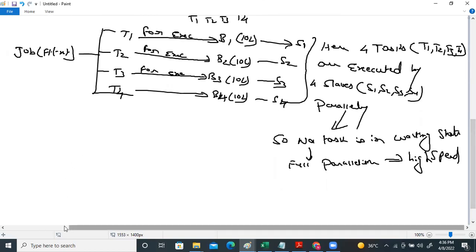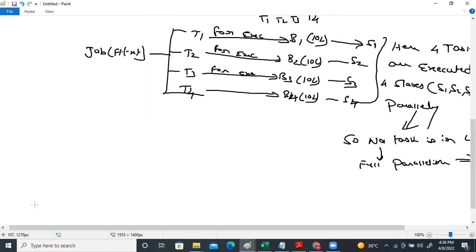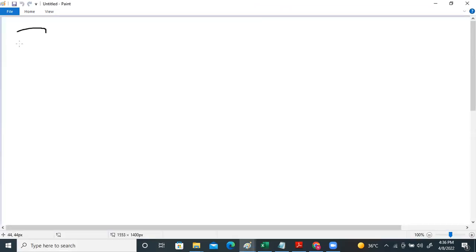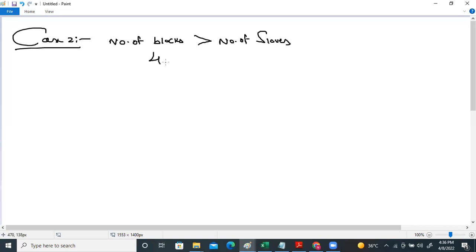But assume this case 2, right? Observe this case 2. The number of blocks is greater than the number of slaves. Assume you have got 4 blocks, B1, B2, B3, B4, and think you got only 2 slaves.